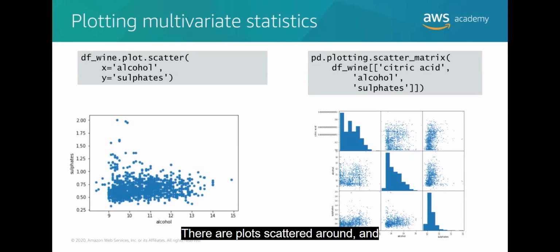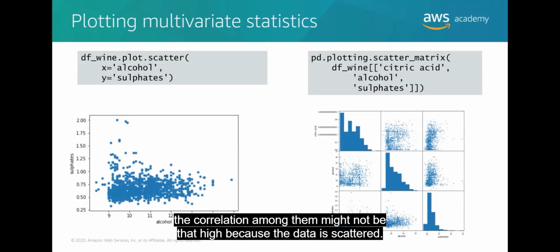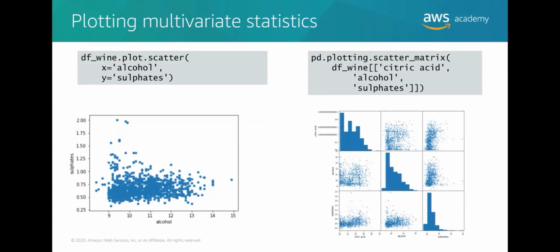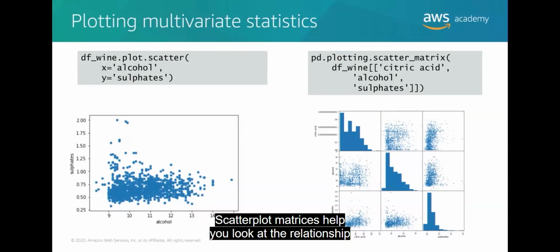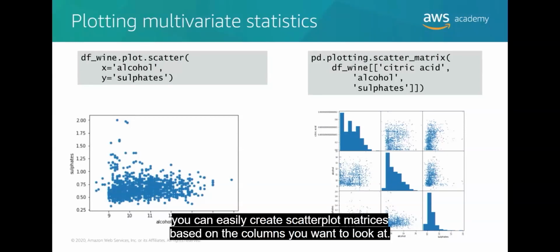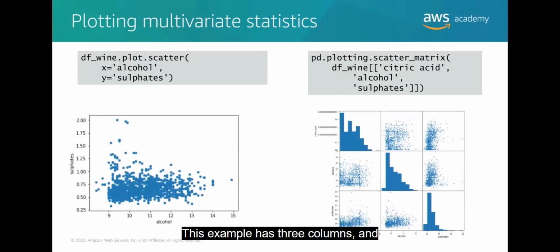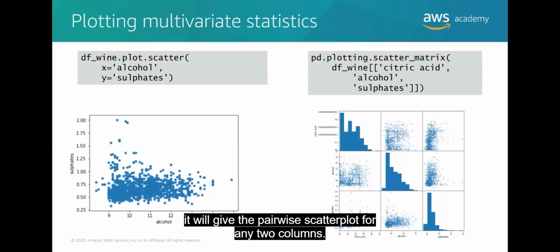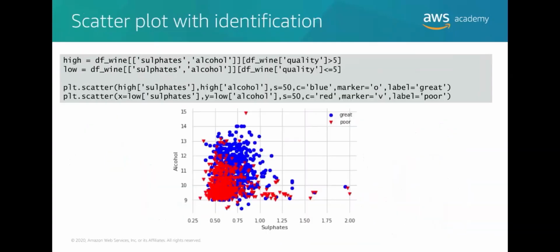There are plots scattered around, and the correlation among them might not be that high because the data is scattered. However, you might find some relatively positive relationships between the 2 variables. Scatter plot matrices help you look at the relationship between multiple different features. In Pandas, you can easily create scatter plot matrices based on the columns you want to look at. This example has 3 columns, and it will give the pairwise scatter plot for any 2 columns.